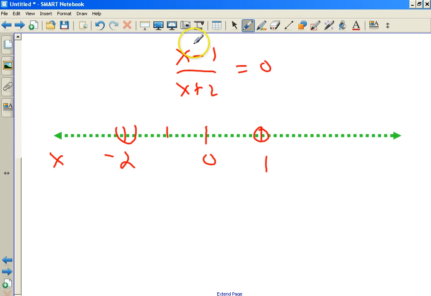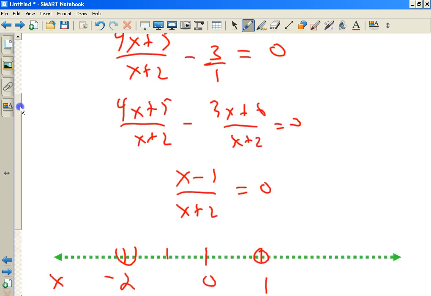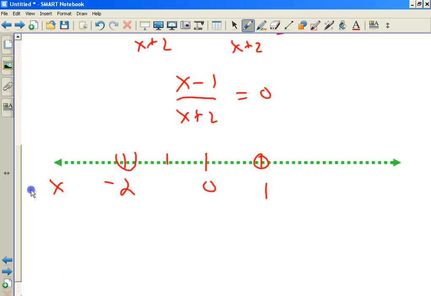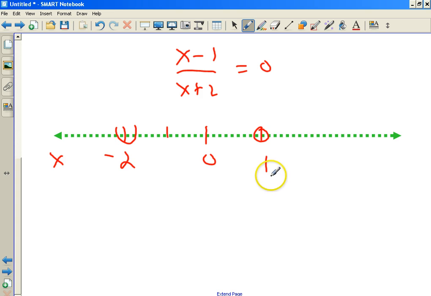Now what I want to know is what the sign of this is, because remember the original question, I want to know not only if it's equal to 0, but greater than. So I've got equal to 0. One of the answers is x equals 1. But what about greater than 0? Well, pick something in here. 0, or negative 1, I don't care. 0 minus 1 is positive or negative? And 0 plus 2 is positive or negative? So negative divided by a positive is negative. So the y values between negative 2 and 1 are going to be negative.